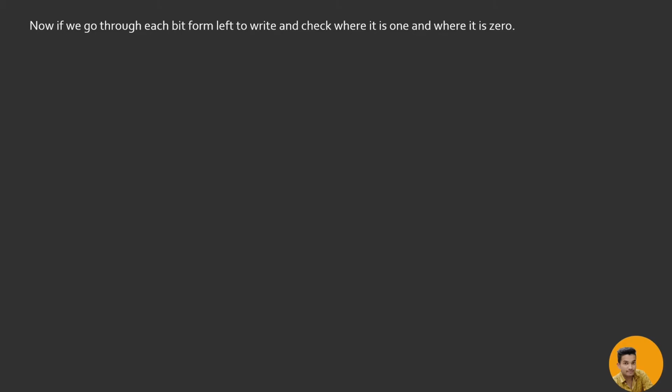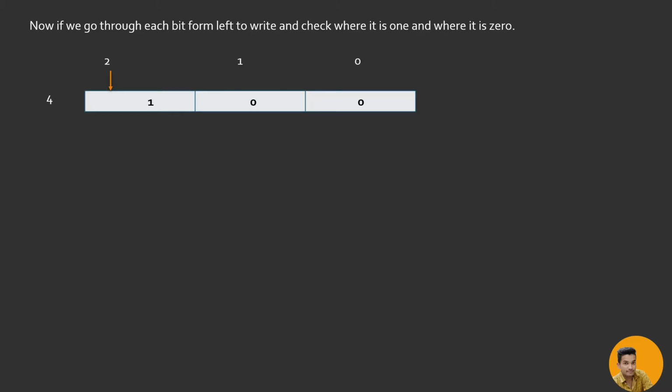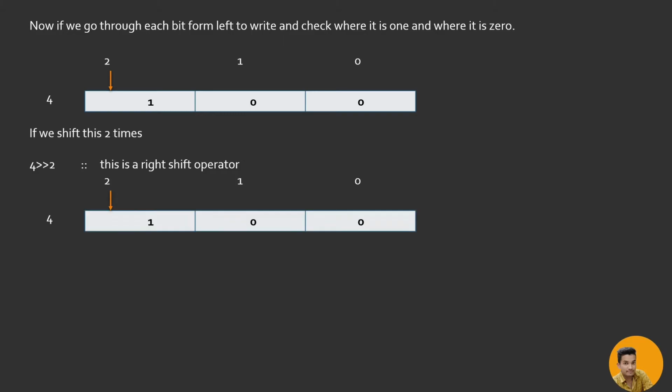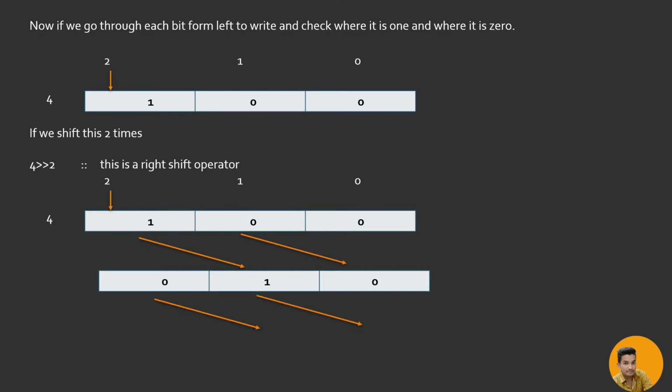So we are going to scan. Let's start. This was 4, we are at the index 2. If we shift this 2 times, this is a right shift operator which I told. So we are going to shift, just watch how it is going to shift. This is the first shift, right? This 100 was there.